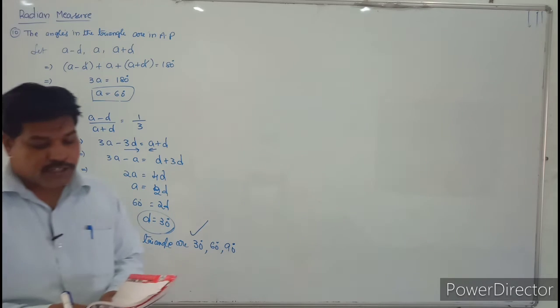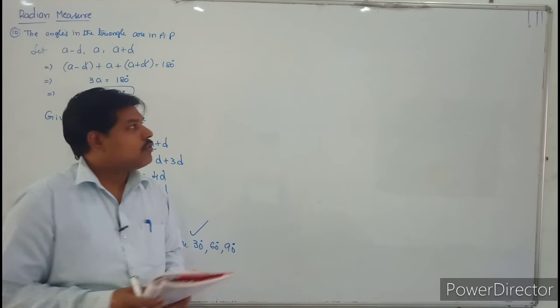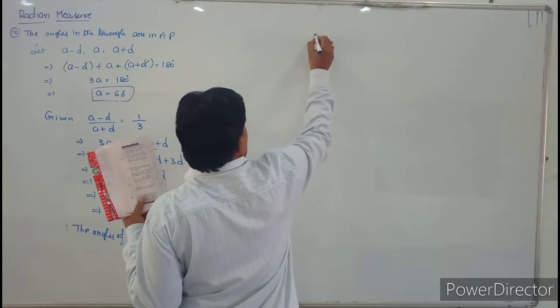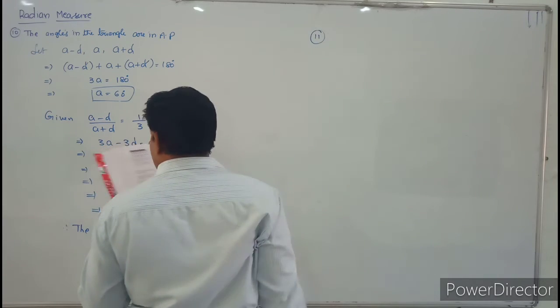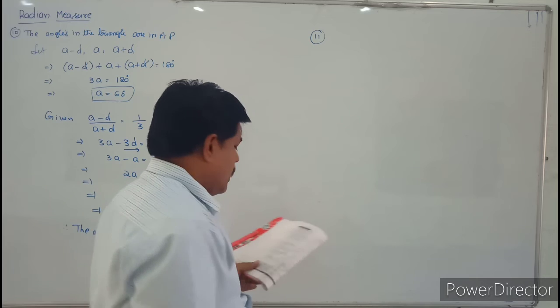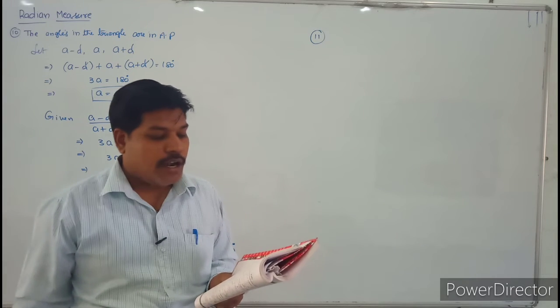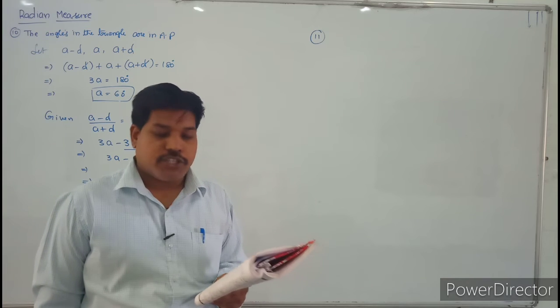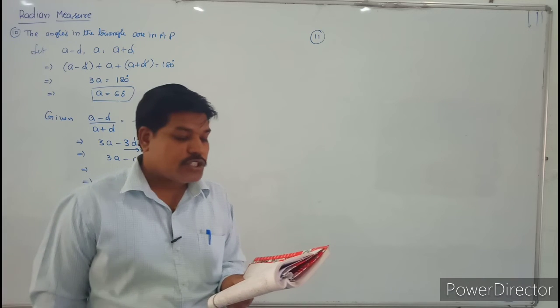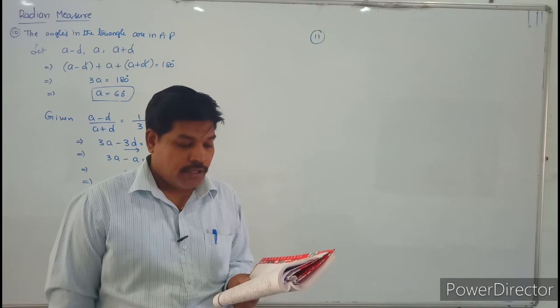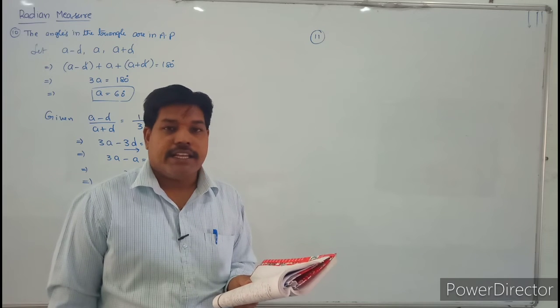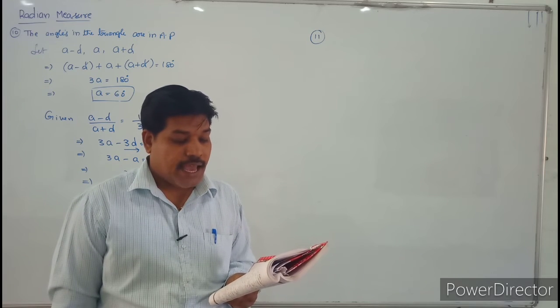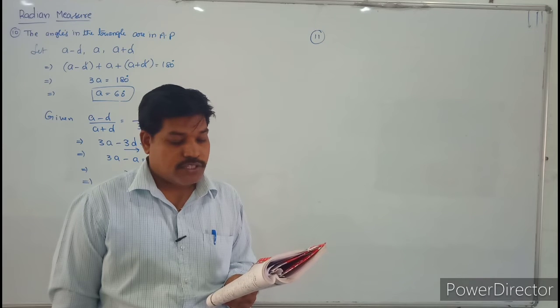So see the next question, question number 11. What is question number 11? See that question, students. The angles in a quadrilateral are in the ratio 2:3:4:1. Then the greatest angle is. That is the question.